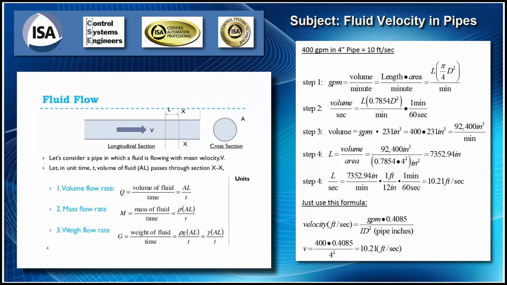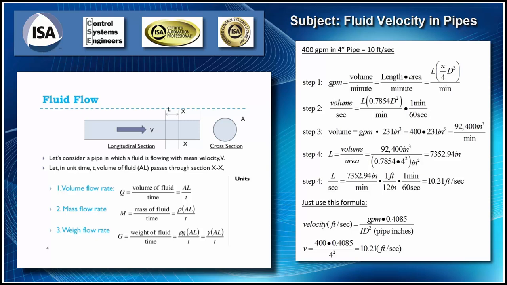Okay, the question is, we have 400 gallons a minute in a 4-inch pipe. What is the velocity of the fluid through the pipe? And we need to prove that it's 10 feet a second. So if you get this question, the first thing you do is note that gallons per minute equals volume per minute, which is length times area per minute.